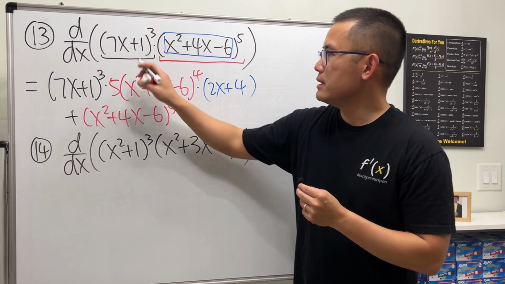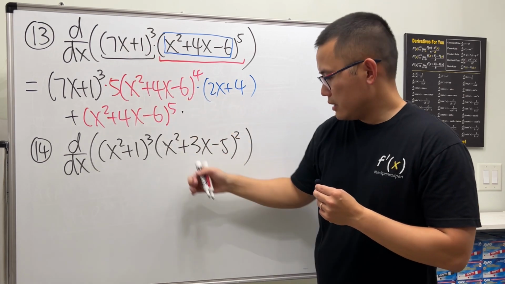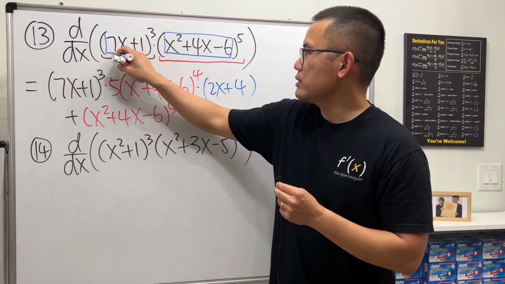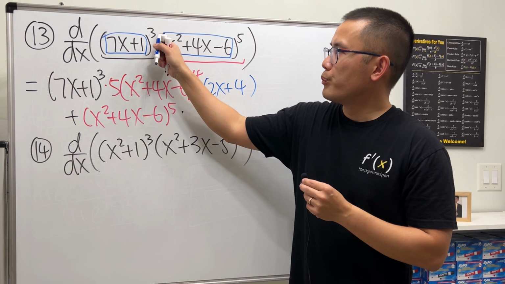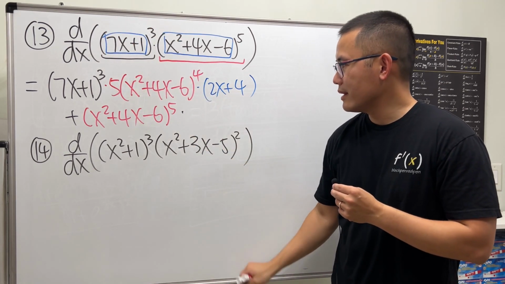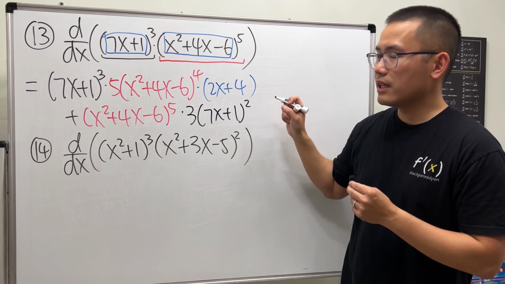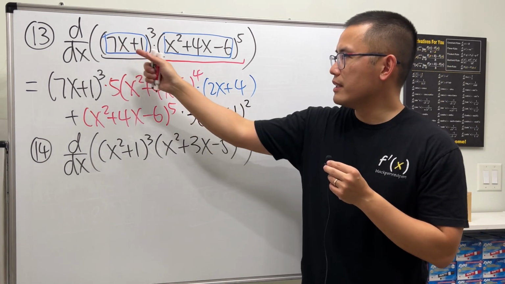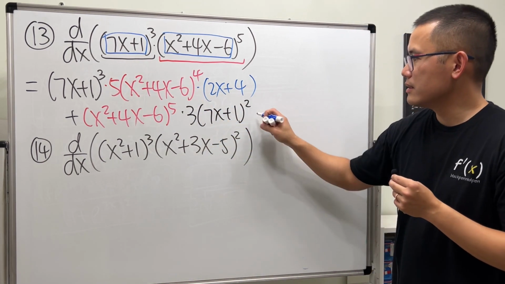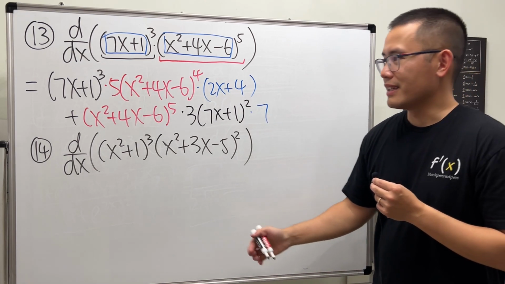And then we multiply by the derivative of the first. Again, here we will have a box raised to the third power. Bring the power to the front and then minus 1. So 3, 7x plus 1 raised to the second. And then the derivative of 7x plus 1 is 7. So multiply by 7. So yeah, that's it.